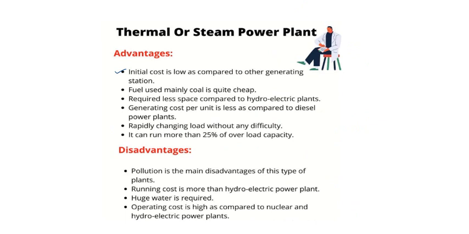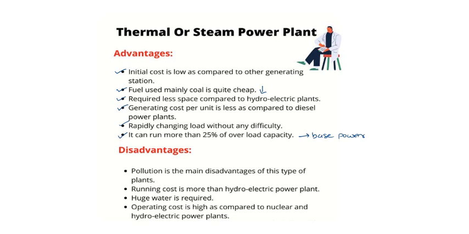The plant can be located anywhere. The fuel is cheap, because we use coal as fuel, which is very cheap, and it requires less space compared to hydroelectric power plants. The generating cost per unit is less compared to diesel power plants. It handles rapidly changing load without any difficulty. It can run at 25% overload capacity, so we can use the thermal power plant directly as a base power plant.